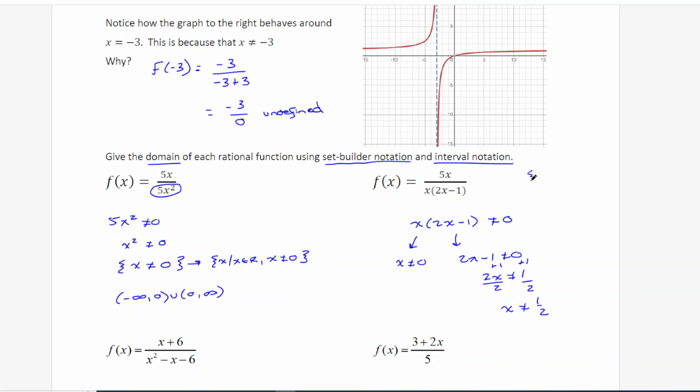In set builder notation, I would just say that x cannot equal 0 or 1/2. And again, you could put the whole rest of the sentence if you want, but you don't need it. And then in interval notation, it's going to take a lot of room because you'd have to say it's everything from negative infinity to 0, from 0 to 1/2, and then from 1/2 to infinity, right? So that's interval notation and set notation for the domain of this rational function.